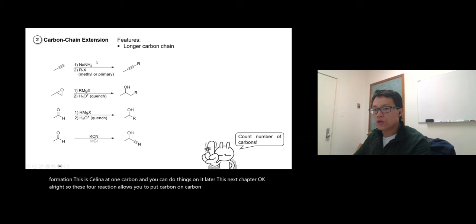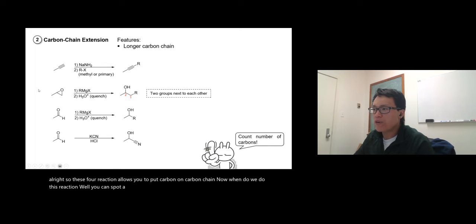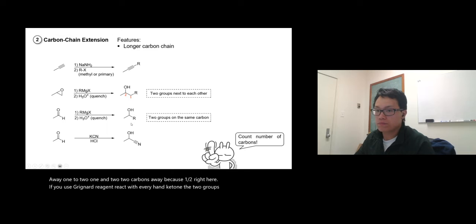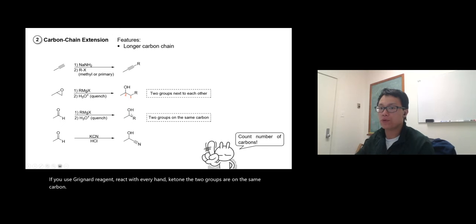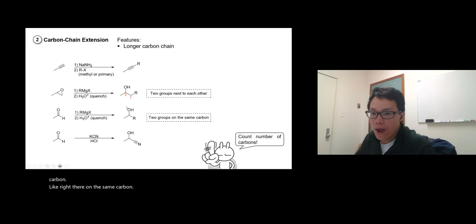Now, when do we do these reactions? Well, you can spot a few. For this one, if you use epoxide, the product has two groups two carbons away, carbon 1 and carbon 2, because it's 1,2 right here. If you use Grignard reagent reacting with aldehyde or ketone, the two groups are on the same carbon, like right there. All right, so we have four reactions so far.